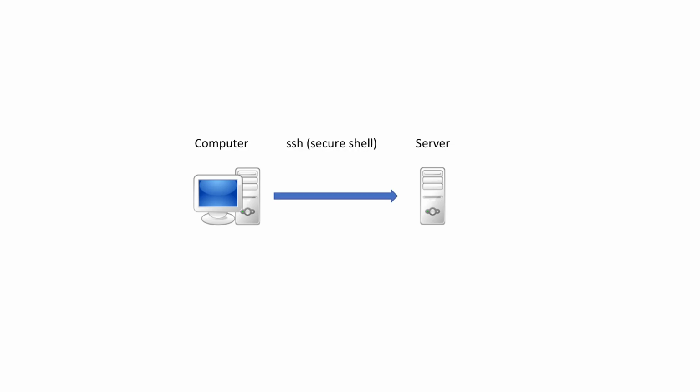The way the shell works is we remotely access the server from our computer. This process is known as logging into the server, or SSH into the server. SSH stands for Secure Shell. Once we access the server, our computer becomes a terminal where we can manipulate the files and directories on the server remotely.